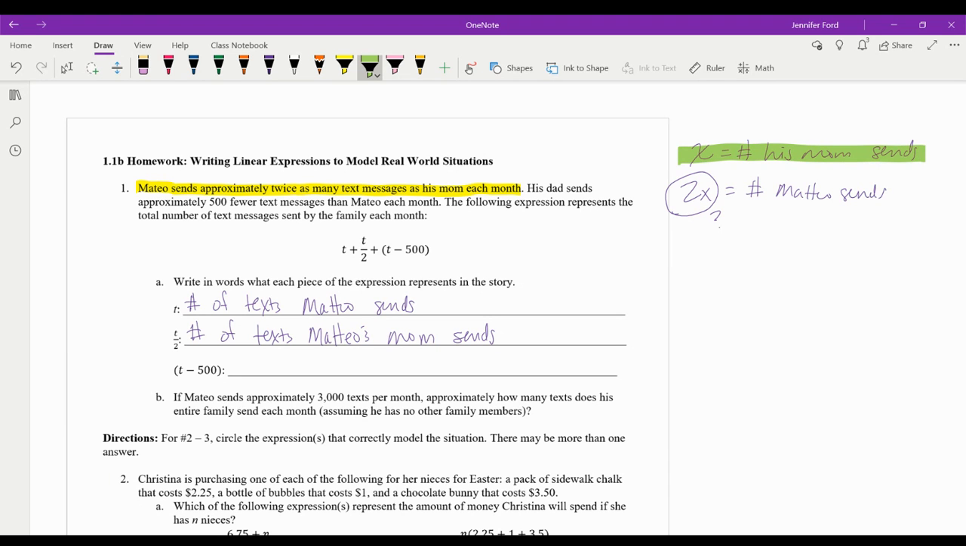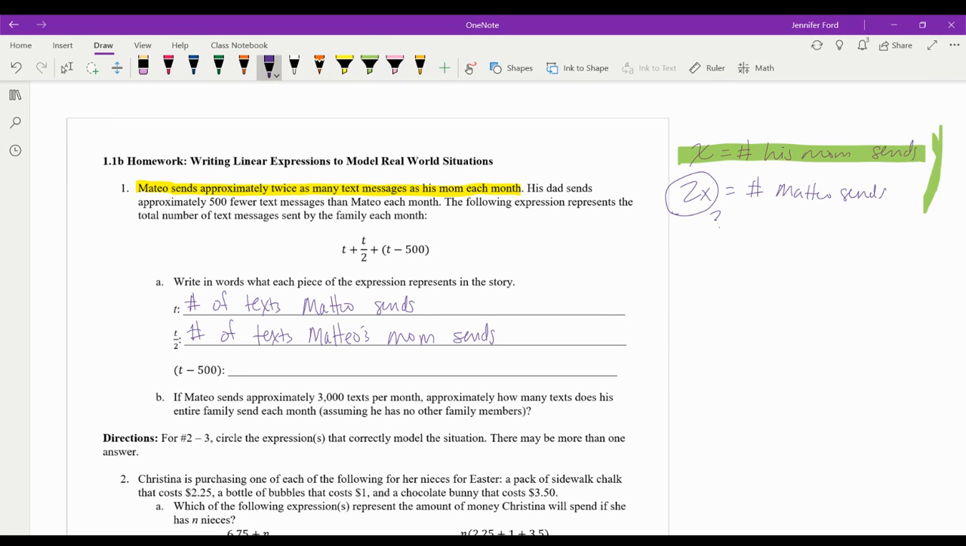Both are correct. You just have to clearly explain what your X or what your variable is representing. And that's actually why I used X for my thinking work over here on the side, as different than T, because if I had set up this problem differently, I would have gotten a different expression. And that's totally fine.